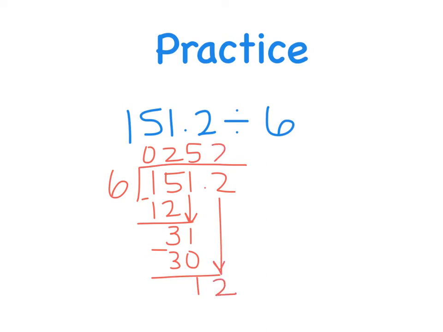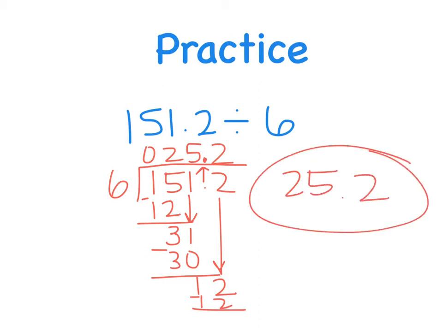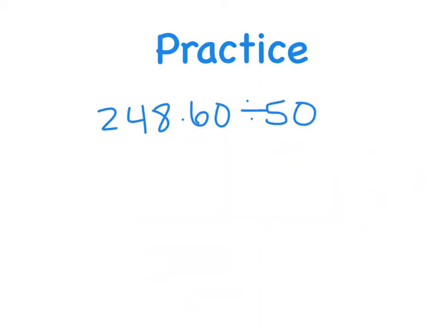6 goes into 12 exactly 2 times. When I subtract, I have none left over. And then I bring my decimal point straight up to get my final answer of 25.2. In this example, I have a 2-digit divisor, but again, I follow the same steps.